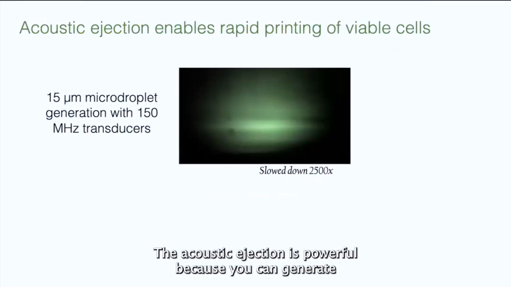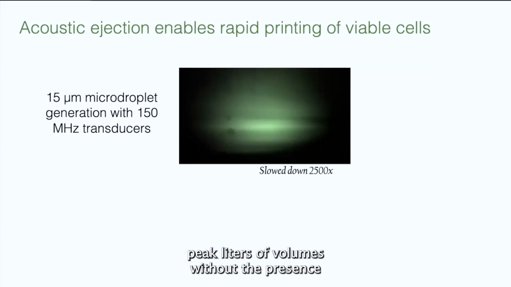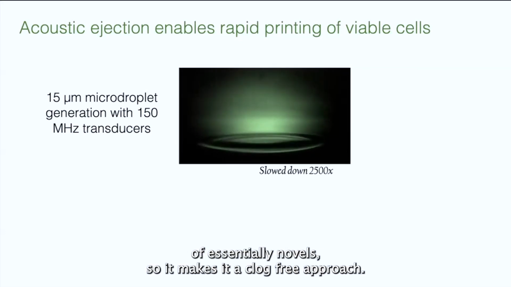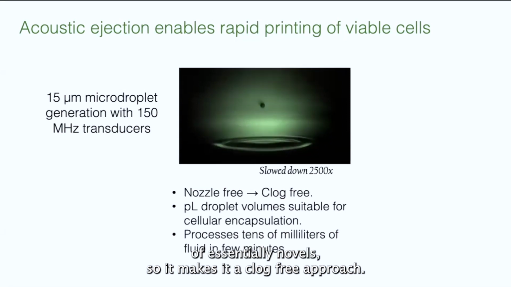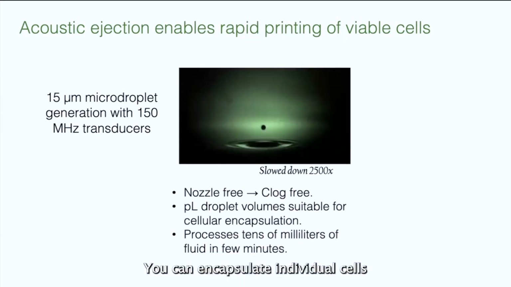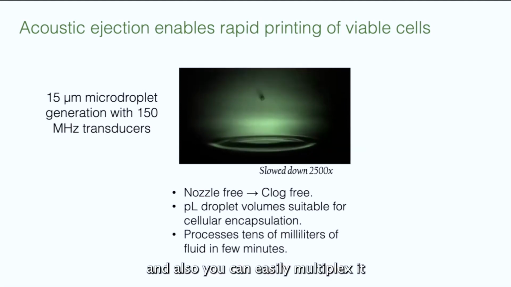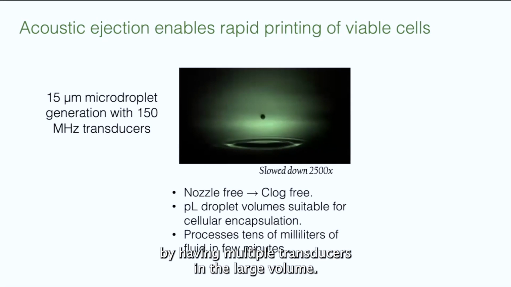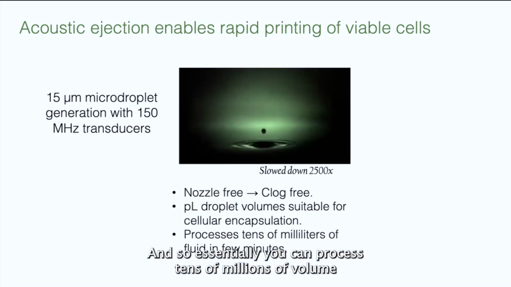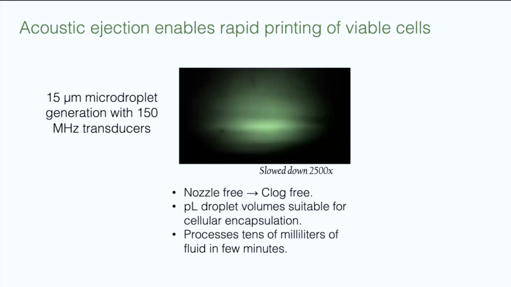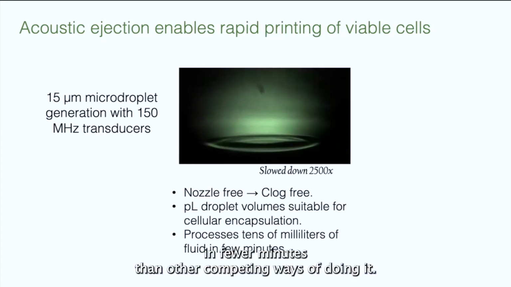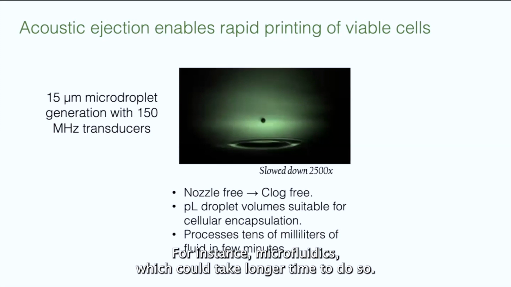Towards this, the acoustic ejection is powerful because you can generate picoliter volumes without the presence of nozzles, so it makes it a clog-free approach. You can encapsulate individual cells. And also, you can easily multiplex it by having multiple transducers in a large volume. And so essentially, you can process tens of milliliters of volume in fewer minutes than other competing ways of doing it, for instance, microfluidics, which could take a longer time to do so.